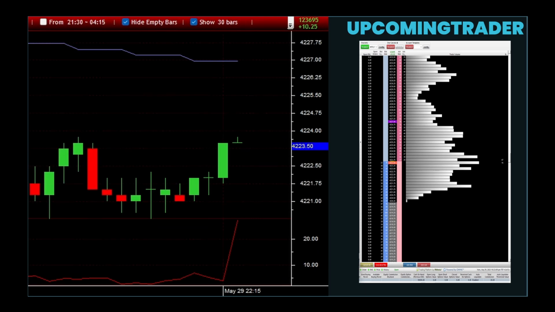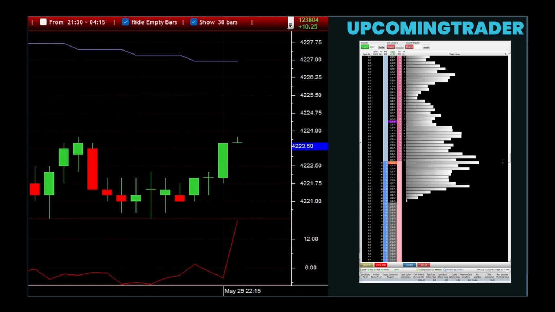Another key feature is called the value area. This is the price range where 70% of the trading activity occurred. It shows the area where the market spent most of its time finding value. The value area is important because it often acts as a magnet. Prices tend to return to this area, and it helps in identifying support and resistance levels.